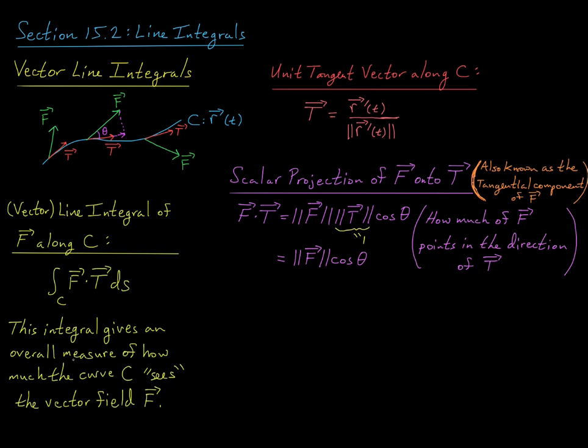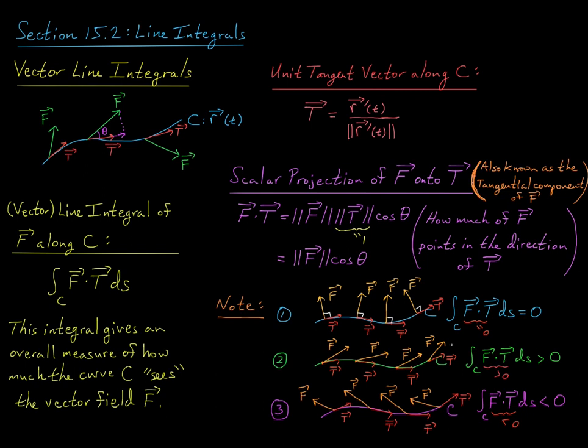This integral is going to give us an overall measure of how much the curve C sees the vector field F. What do I mean by that exactly? Here are a few scenarios to compare. Let's say, in a rather extreme case, the force vector always points in the direction orthogonal to our path. In other words, F and T are perpendicular at all points along C. That would indicate their dot product is always 0, and so the line integral would be 0.